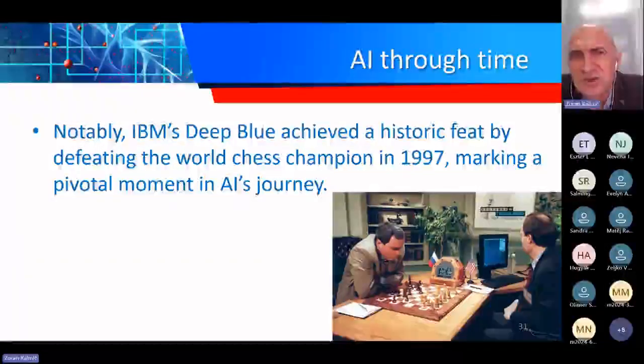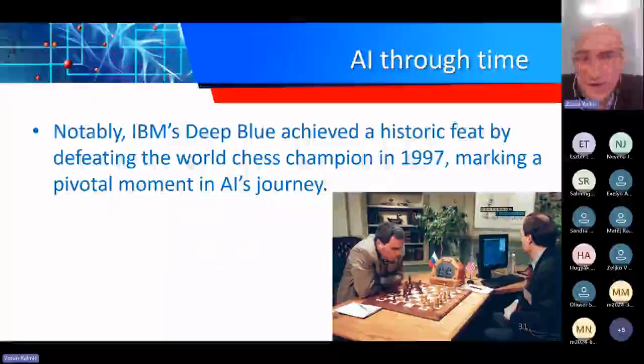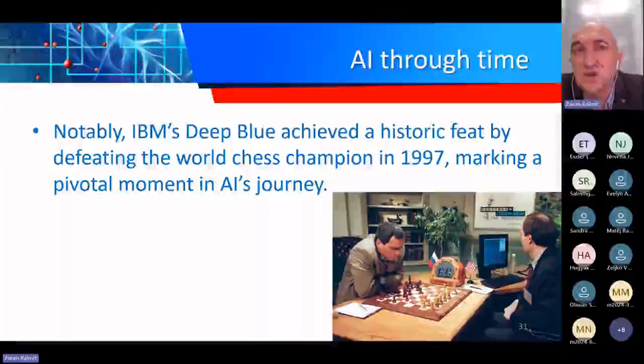Some years later, we had the same situation in Go. Go is an ancient game usually played in Asia. It's very difficult. It has a huge number of possible combinations, so it needs a specific kind of treatment and learning. A few years after this match, we got a solution which defeated the best human Go player in the world.